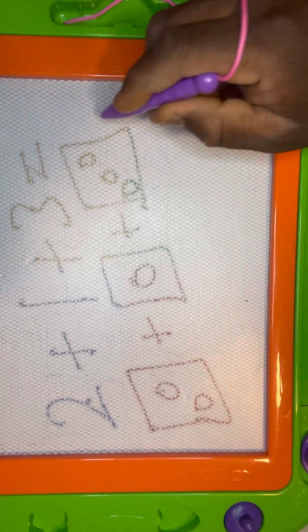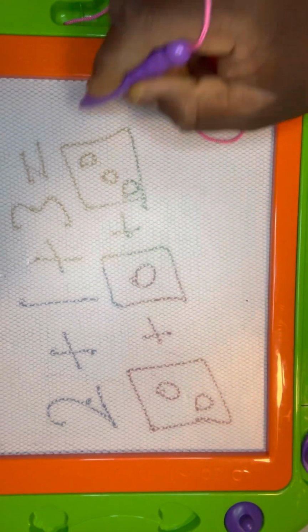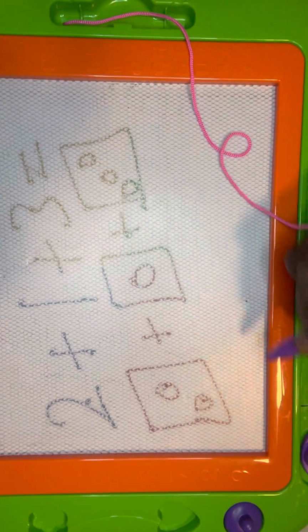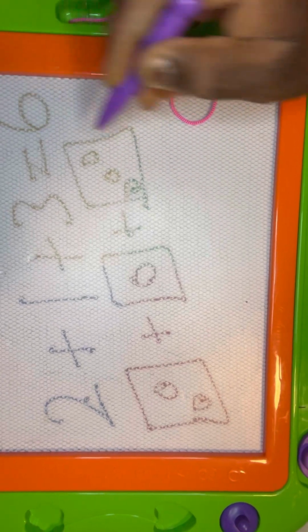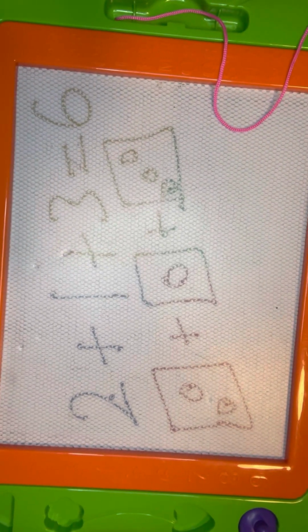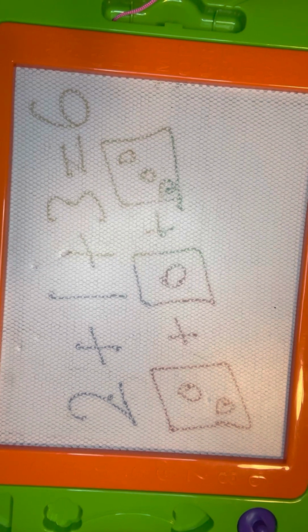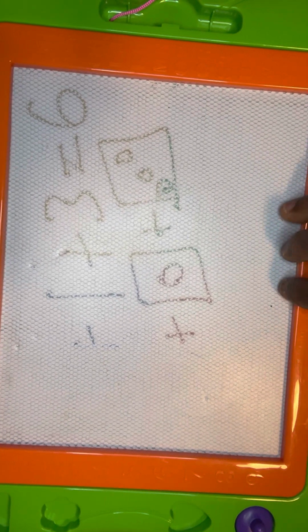So we add the oranges in this box together. We have 1, 2, 3, 4, 5, 6. So your answer becomes 6. Okay? It's very, very simple.